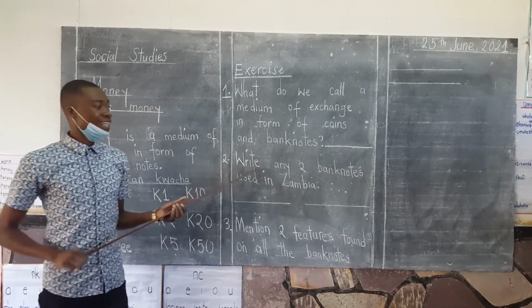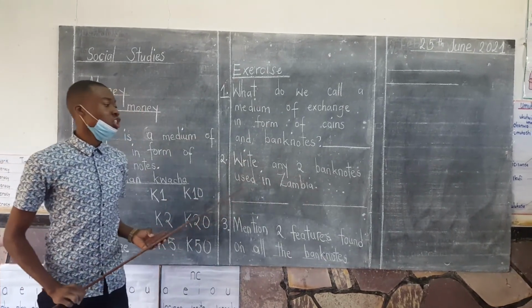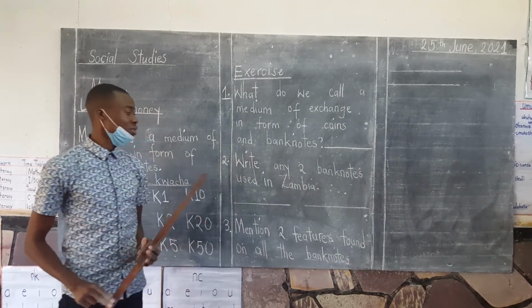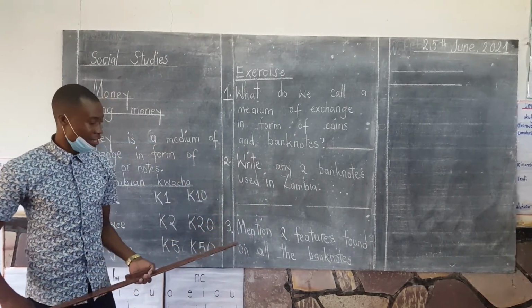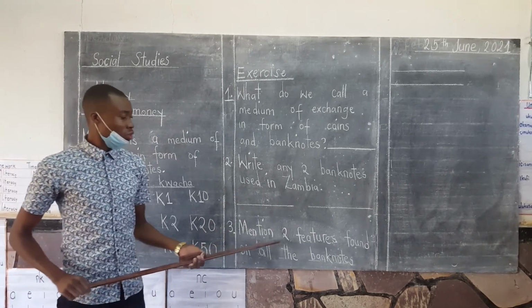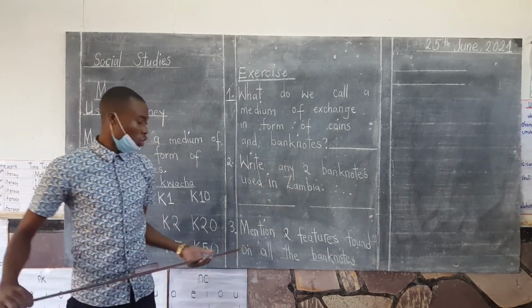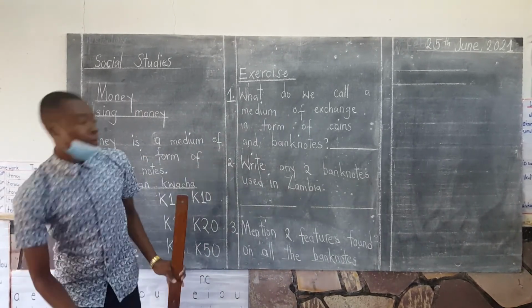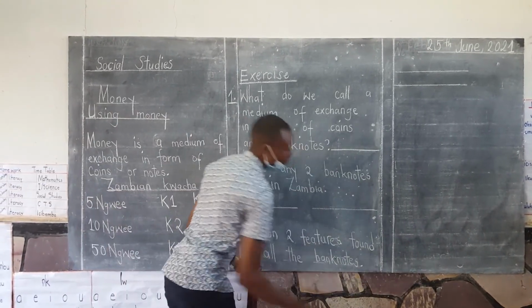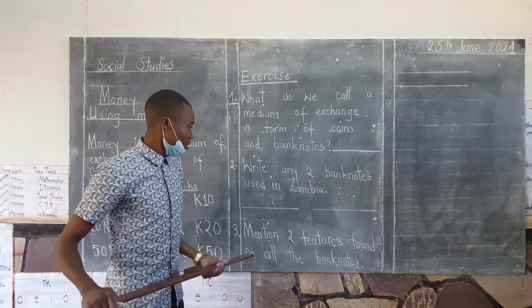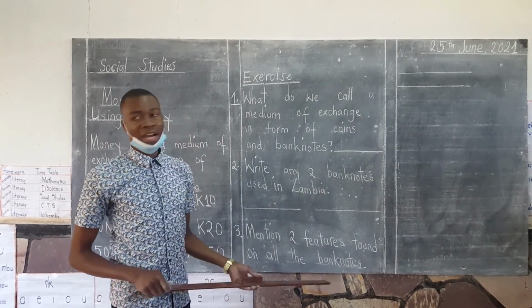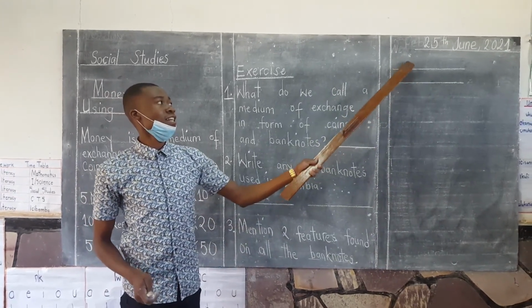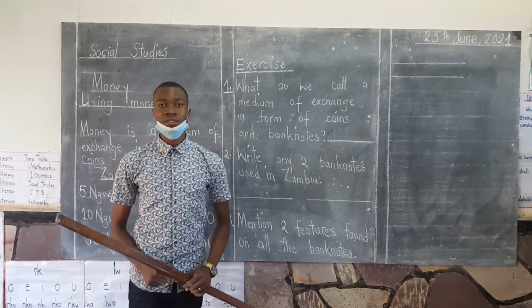Question 2. Write in 2 banknotes used in Zambia. Question 3. Mention 2 features found on all the banknotes. So you're going to write the 2 features that we discussed from the lesson.